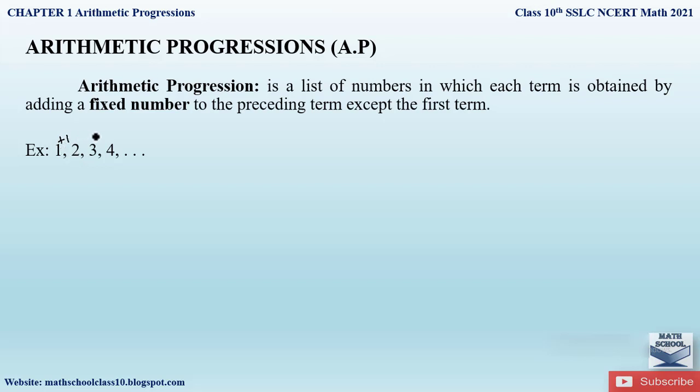Similarly, the next number is 3. How do we get number 3? By adding 1 to the previous number, we get number 3. Similarly, the next number is 4. So when we add 1 to this number 3, we get this number 4. Right? So here the fixed number which we are adding each time is the number 1.